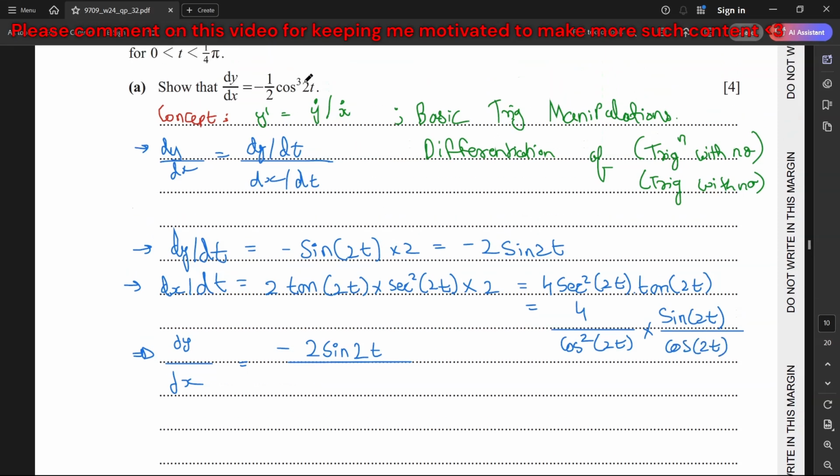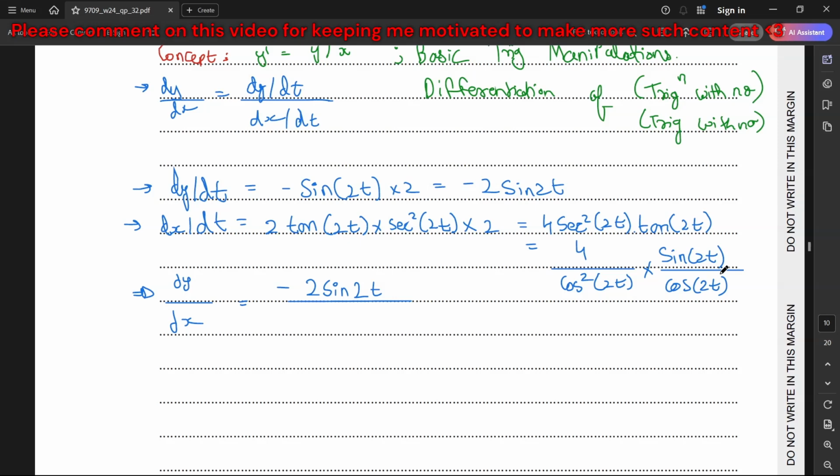And we have to bring cos cube 2t and we need to get rid of the sine 2t term, right? So let's see how we're going to deal with that. My dy/dt is written as minus 2 sine 2t, and for dx/dt I'm going to have 4 sine 2t over here, which is divided by, okay, we have the main division and then a division over here, that is cos cube 2t.